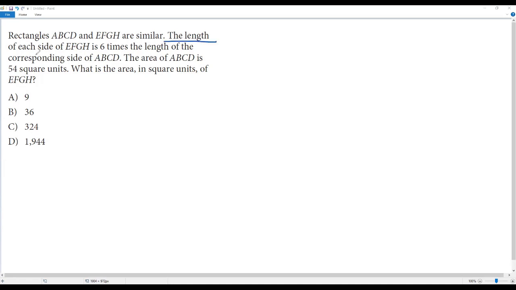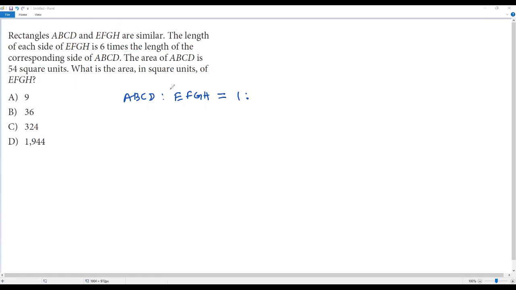Okay, from this information, we can write the ratio of the lengths of the corresponding sides of the two rectangles. First let me take the rectangle ABCD and then the rectangle EFGH. Assume 1 is the length of a particular side of rectangle ABCD. Then what should be the length of the corresponding side in rectangle EFGH? From this information, it's very clear: the length of each side of rectangle EFGH is 6 times the length of the corresponding side in ABCD.